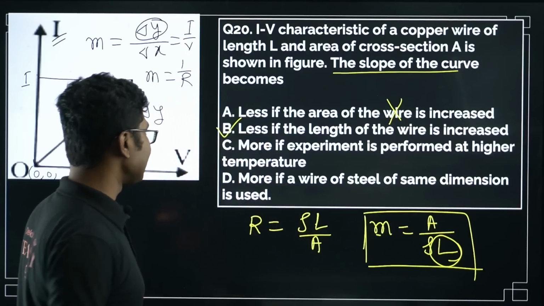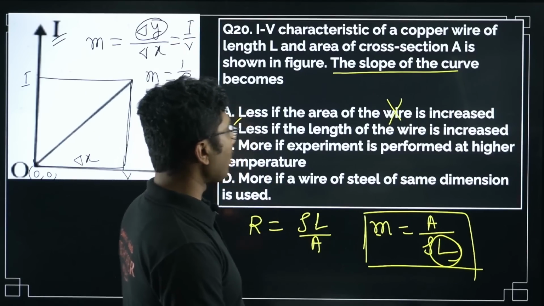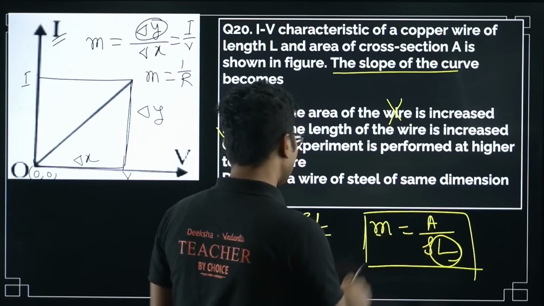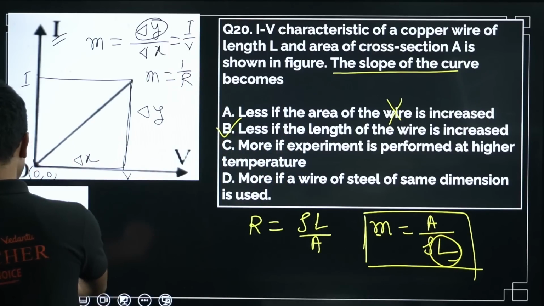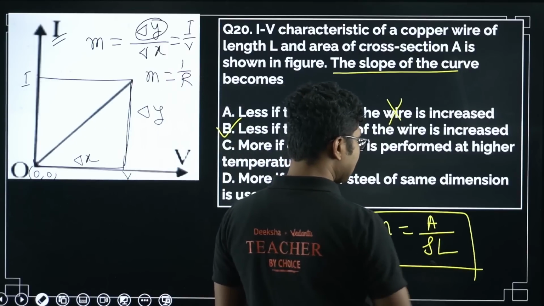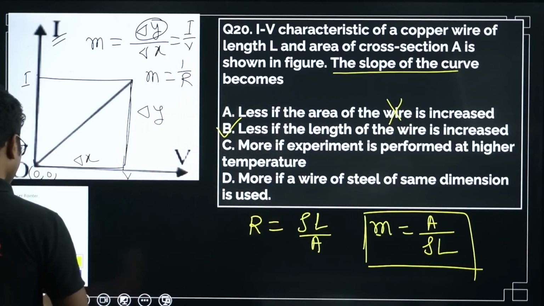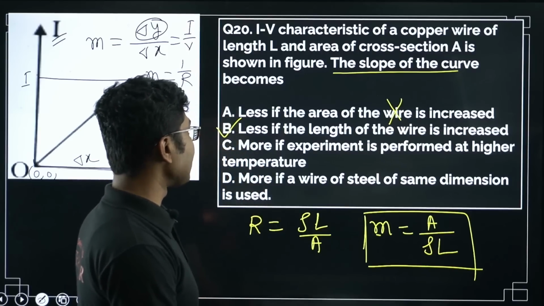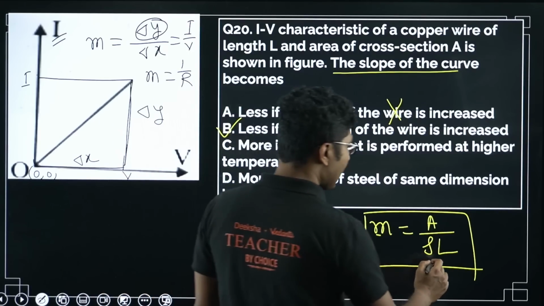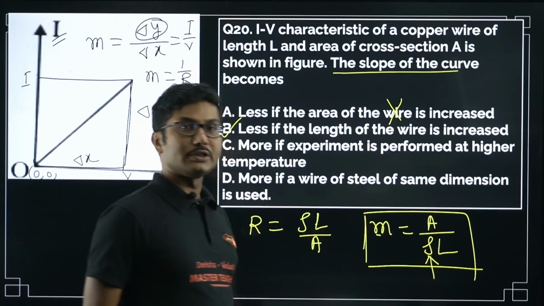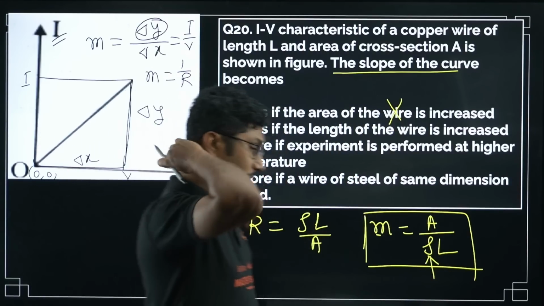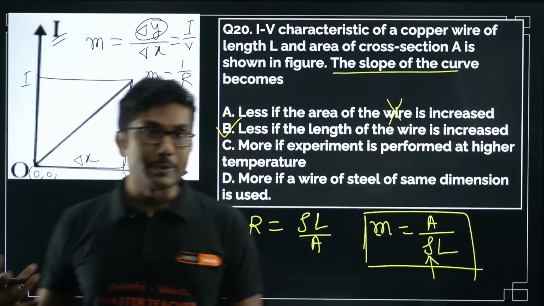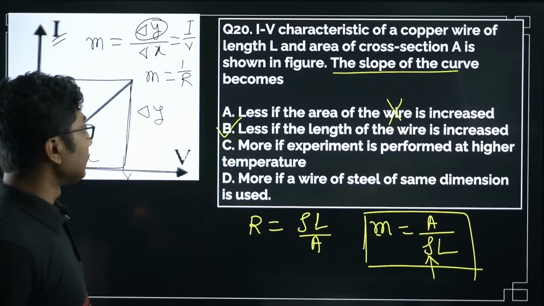Let's see the other options as well. More if the experiment is performed at higher temperature. If you perform the experiment at higher temperature, the resistivity rho will increase, and increasing the resistivity will decrease the slope. So option C is also incorrect. More if a wire of steel of the same dimension is used. Steel again has higher resistivity, so resistivity increasing means slope will be less. A similar question might come in your exam with different options, so you have to be prepared if the options are changed.